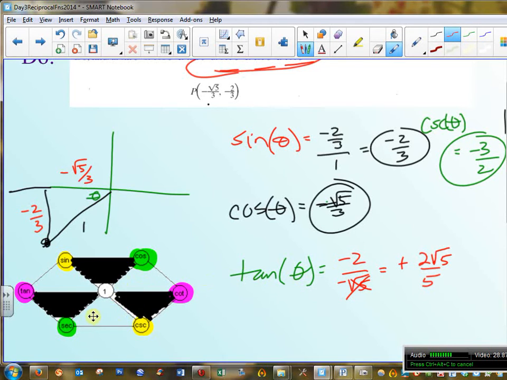On the next one, cosine, reciprocal of cosine is secant. So the secant of theta is just the reciprocal of this here. That's 3 over square root of 5, but it's negative, so we'll rationalize as we go. It's negative 3 square root of 5 over 5.